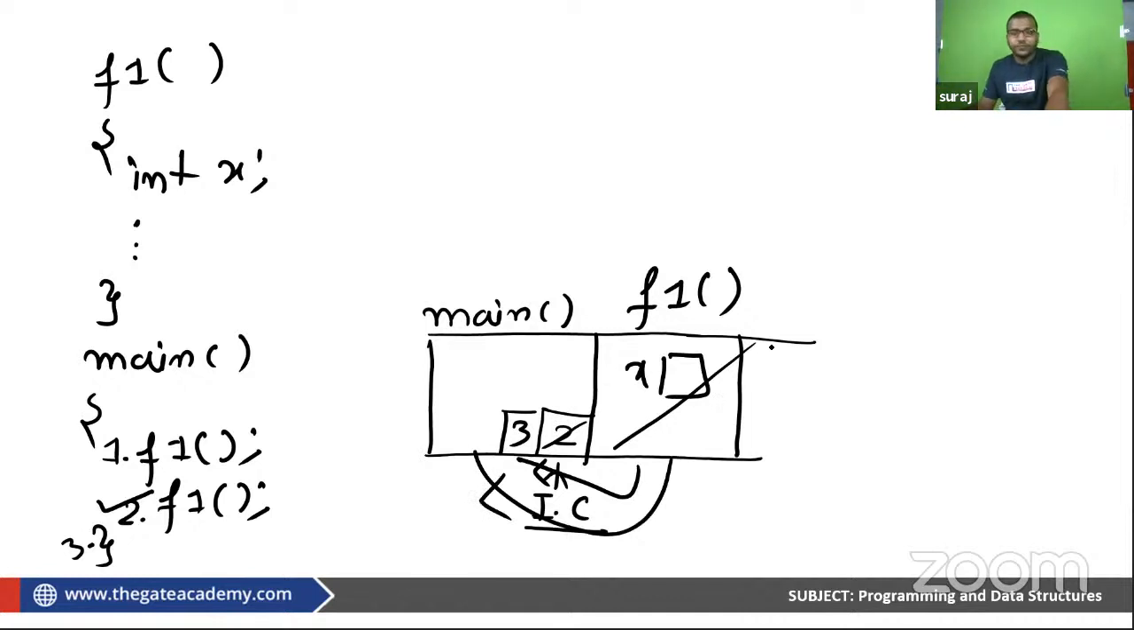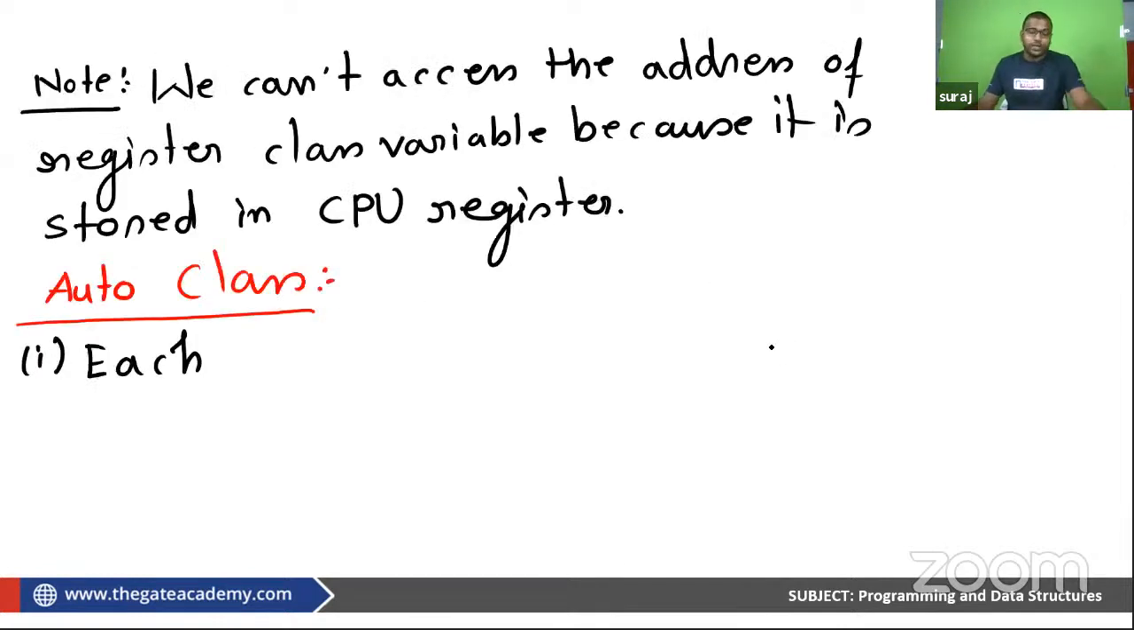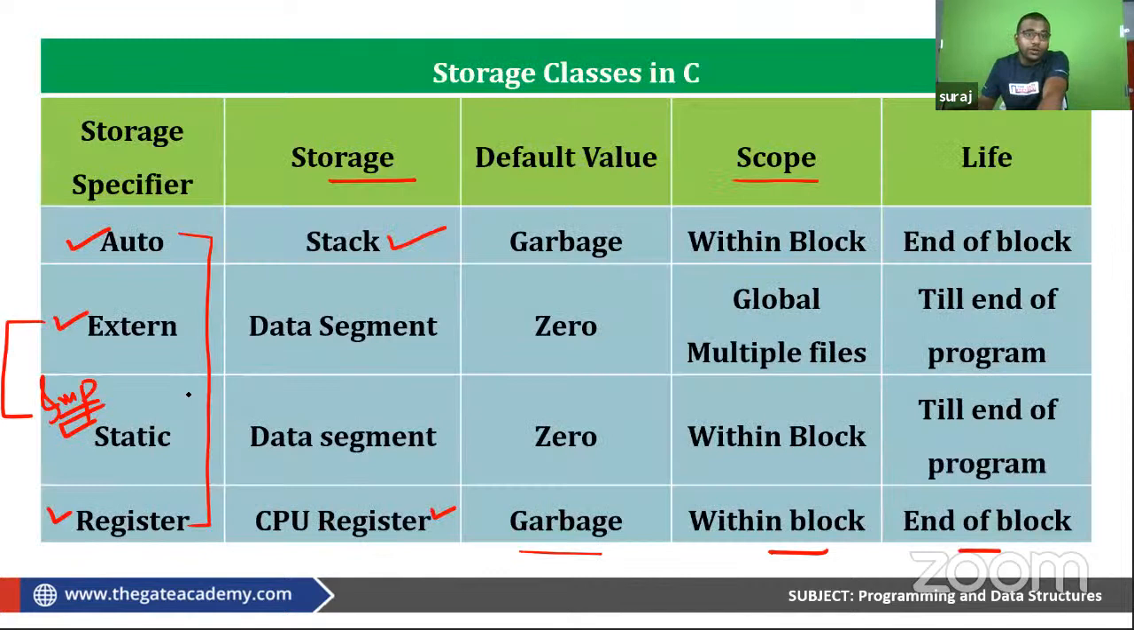Understood? So this is the auto class, but it is not the case in extern and static, because there the storage is in the data segment, whereas the storage of the auto class is in the stack. That's why it happens like this, but it is not the case for external storage. It lasts till the end of the program, because it is not in the stack.